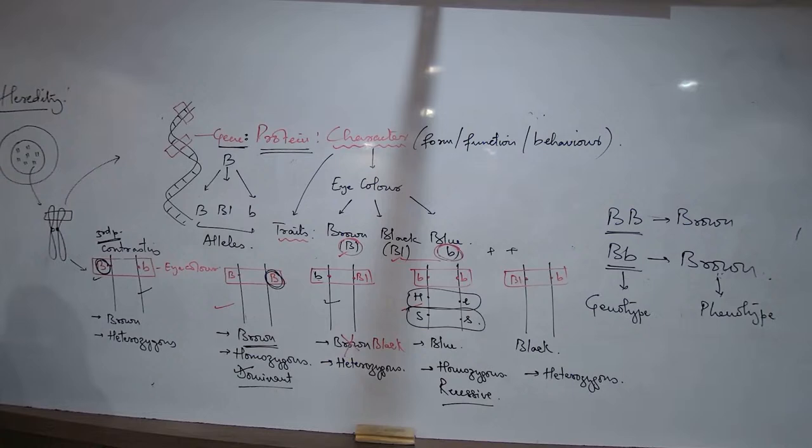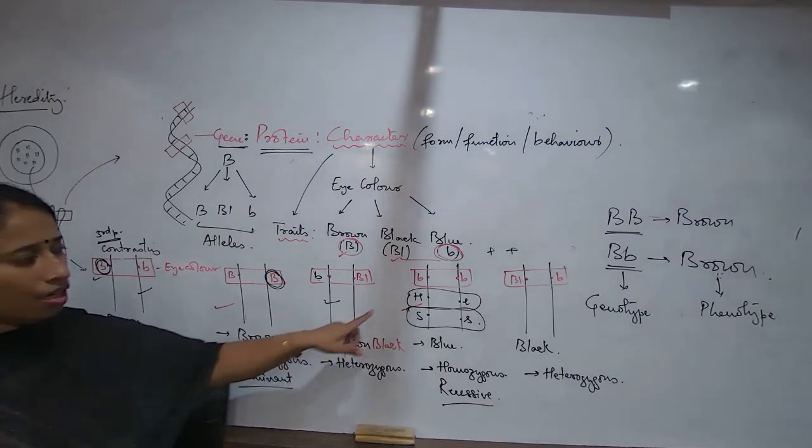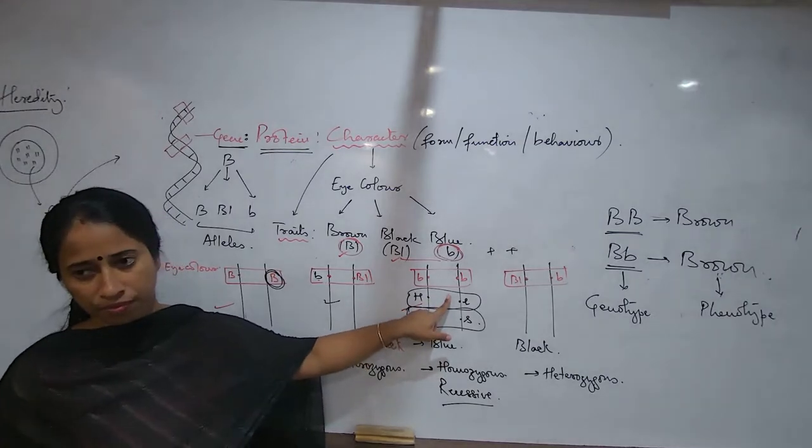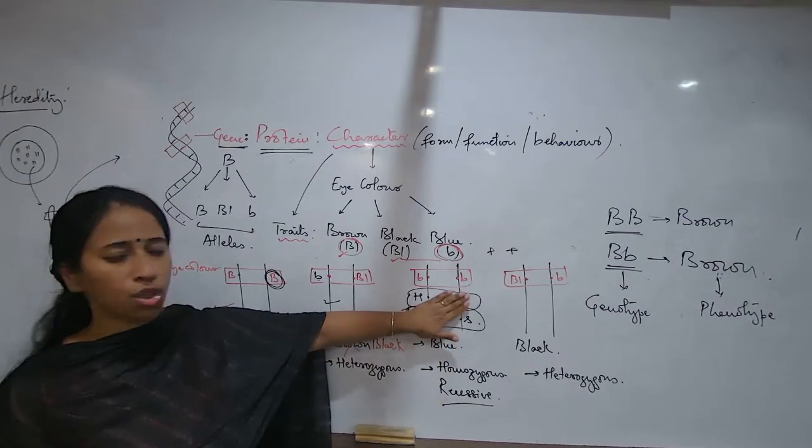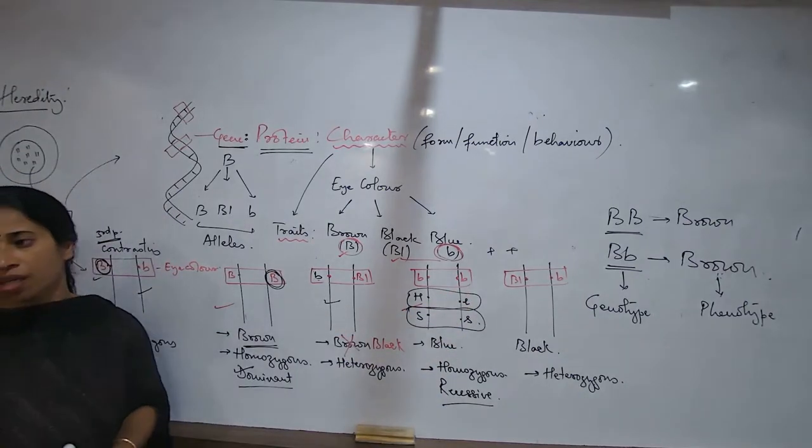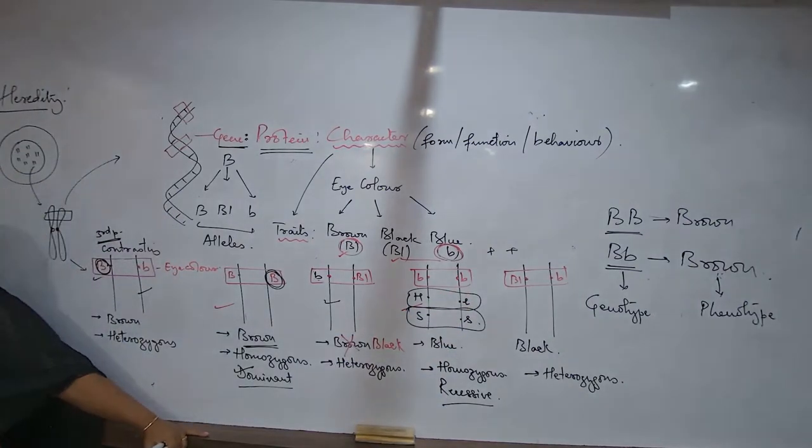What am I asking you to write? Read out what you have written. The pair of alleles for a gene that regulate different forms of a character is known as the genotype. The different forms of alleles in a pair of chromosome. Is that so?